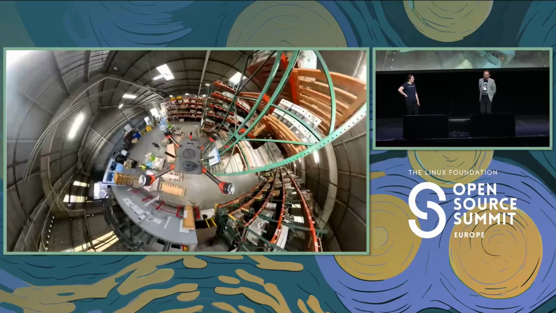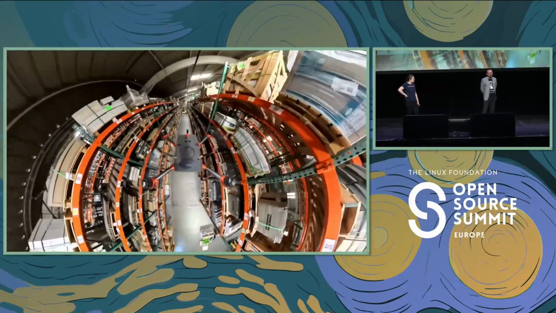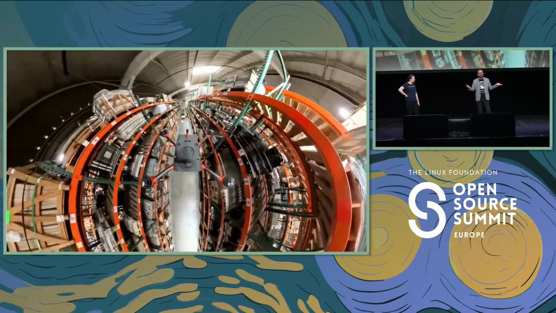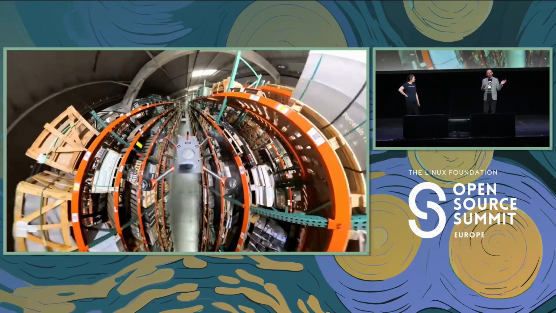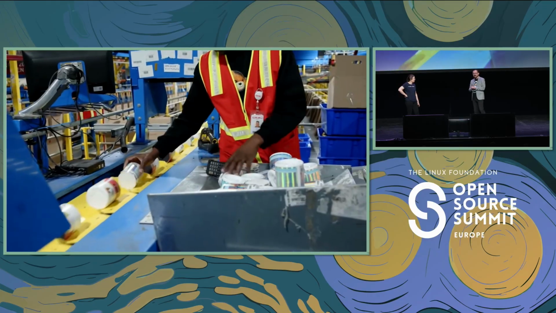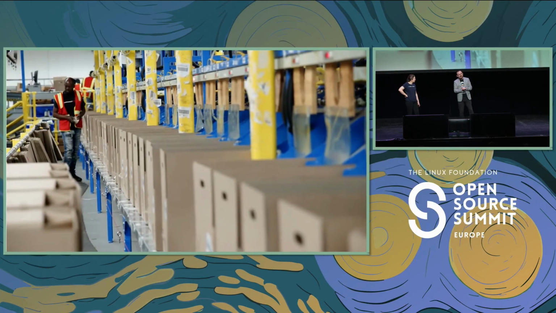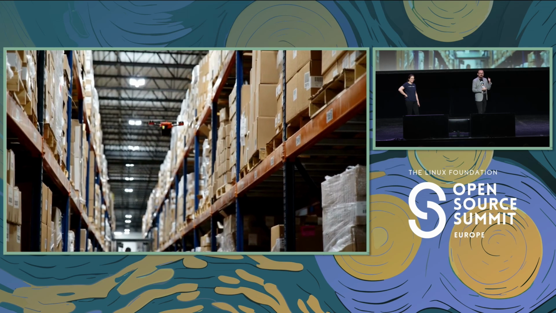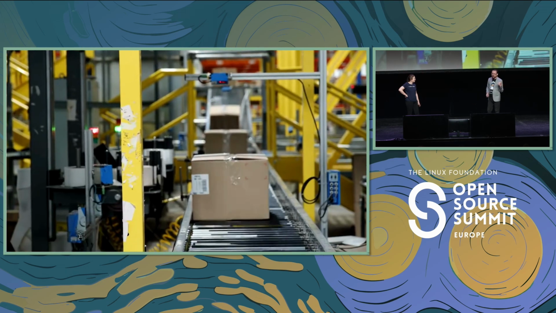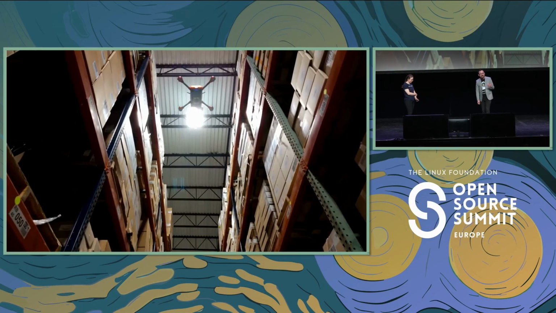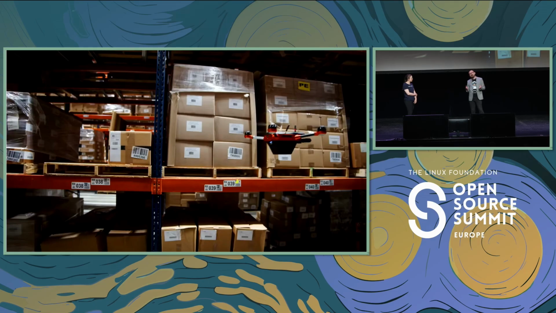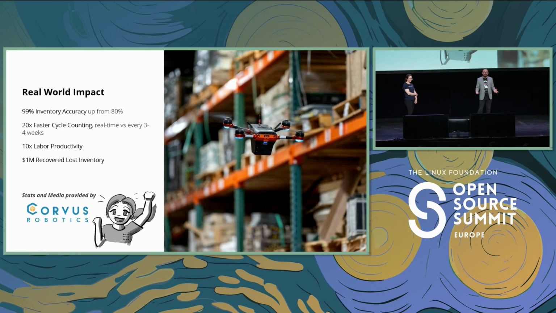So basically what you have on screen here is a drone scanning inventory in a real warehouse. I know Mary's story is made up, but this video isn't. This is actually provided by one of the Dronecode companies. So they actually help companies achieve up to 99% inventory accuracy. In this example, it was up from 80%. 20x faster cycle counting when you do it real time, up to 2 times a day, versus doing it manually every 3 to 4 weeks. So it's like a 10x labor increase, and they're saving their customers millions of dollars a year in recovered lost inventory. And yeah, if it sounds real, it's because it is.